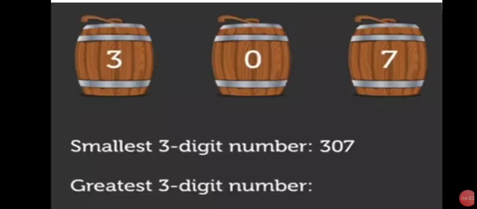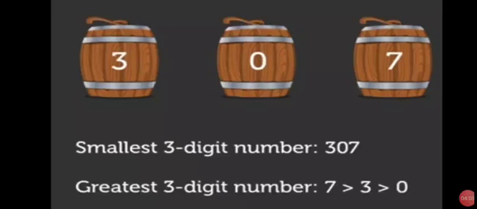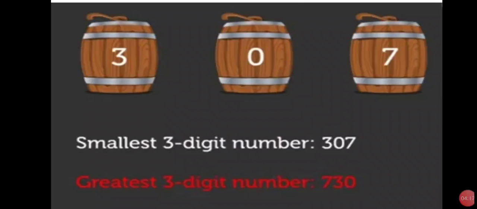Now, to form the greatest 3-digit number, we are going to arrange the given digits in descending order. That means from big to small: 7, then 3 and finally 0. So here the greatest 3-digit number becomes 730. Here we are not going to change the position of 0 because 0 is in the extreme right position and there it has value.